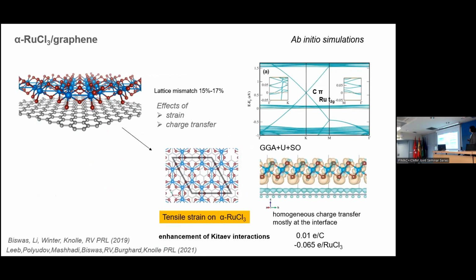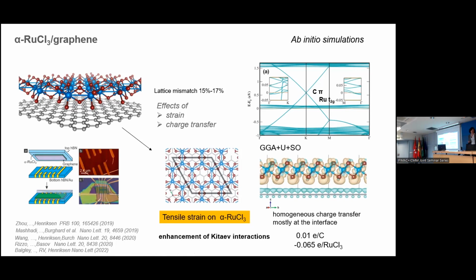You recognize this is the Dirac cone of the graphene. If we had pristine graphene, here would be the Fermi level. But because of ruthenium trichloride, there is a charge transfer from the graphene to the ruthenium trichloride, and here's our Fermi level. These are these ruthenium bands, and we also get a strain in the ruthenium trichloride. So now what happens, these kind of devices have also been measured and are being measured.